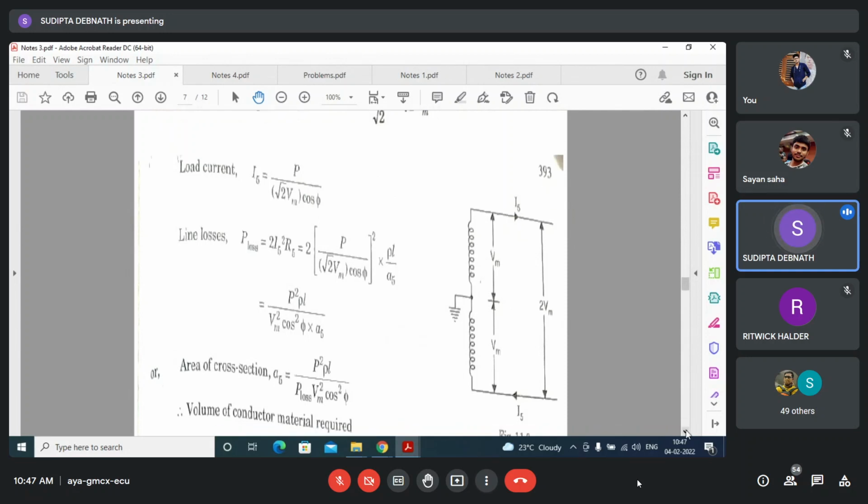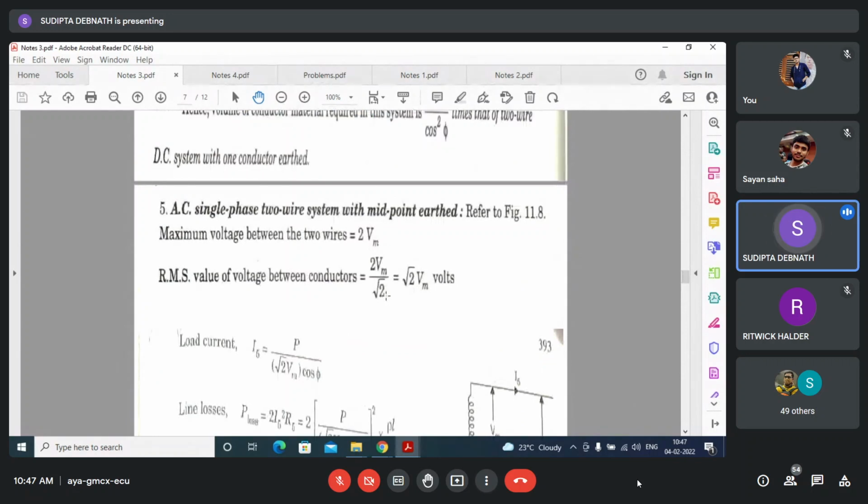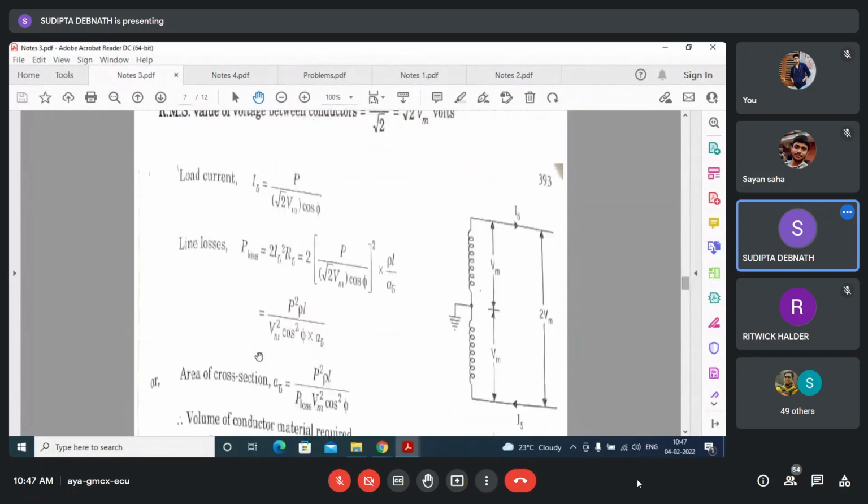For volume also, the treatment will be the same, but this will be Vm. This will be twice Vm. So what is the power? Power will be twice Vm by √2 I5 into cos phi, isn't it? So here there will be a difference. In the previous one, this 2 was not there. So the other treatment is exactly the same.